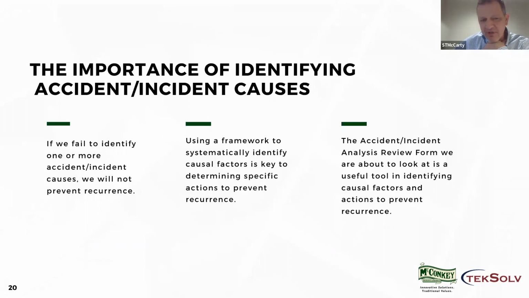So, the importance of identifying the causal factors. If we don't identify all the causal factors, the incident is likely to recur, like pulling the dandelion out just at the surface, not at the roots. But when we use a systematic framework to identify causal factors and make sure that we have an action to prevent recurrence for each causal factor, the more likely we are to eliminate future accidents. And this accident incident analysis review form that you folks have received is a way that can be used to investigate or analyze an incident or an accident and try to prevent recurrence.